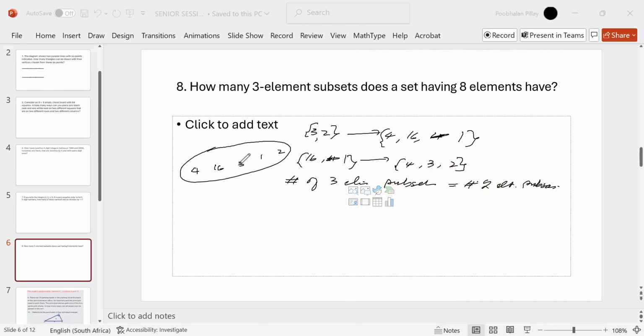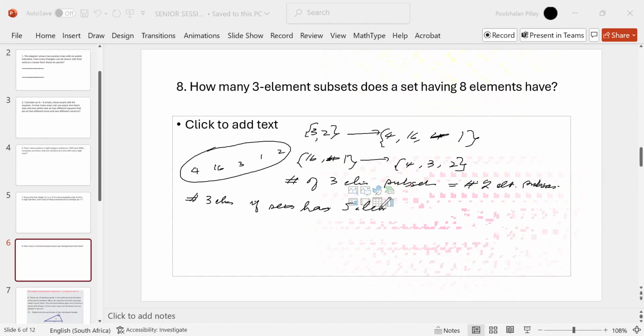Because you just have to take a two-element subset, and immediately, if you rub them out, then you get a three-element subset. And conversely, if you have any three-element subset, then the remaining part is a two-element subset. So they've got the same number of elements. So the answer here, the number of three-element subsets if the set has 5 elements, as in this example, is 10.